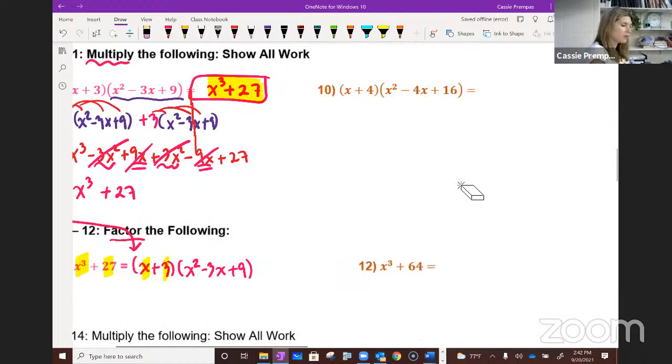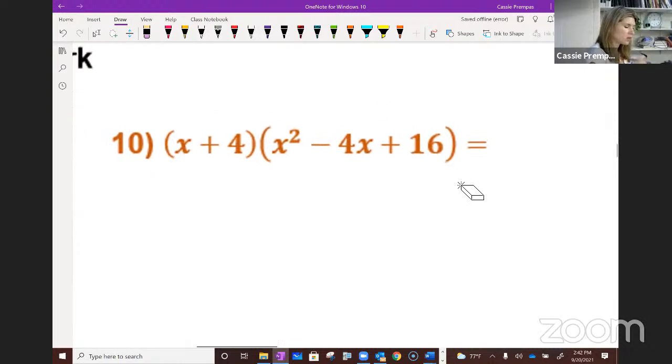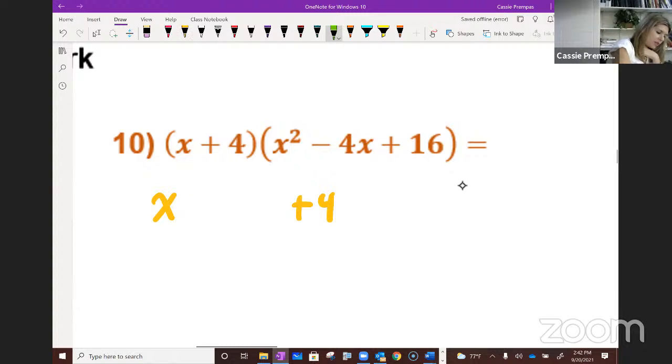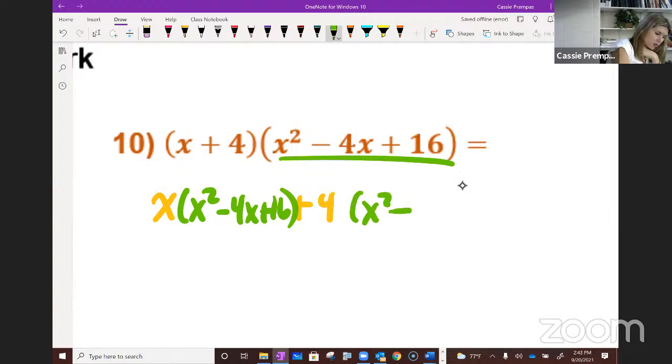All right, guys, number 10. The person who didn't talk first in the group last, turn to your partner and tell them what you would do for number 10. All right, Olivia, that's me. I would distribute the x, distribute the 4. I would copy everything from here twice. X squared minus 4.